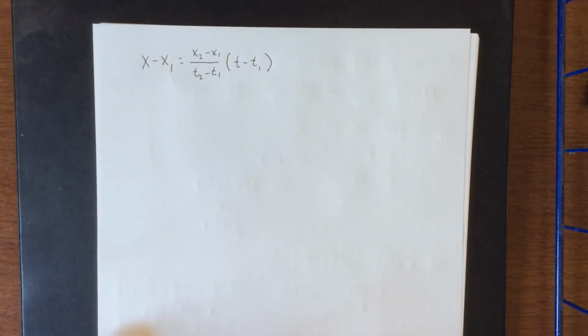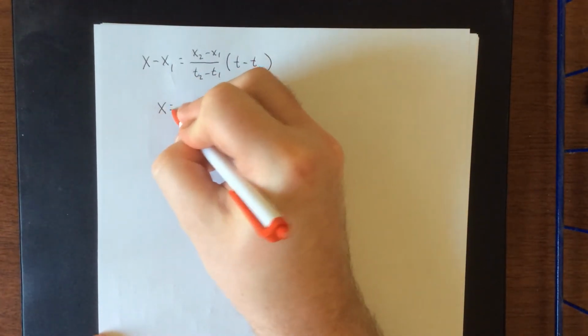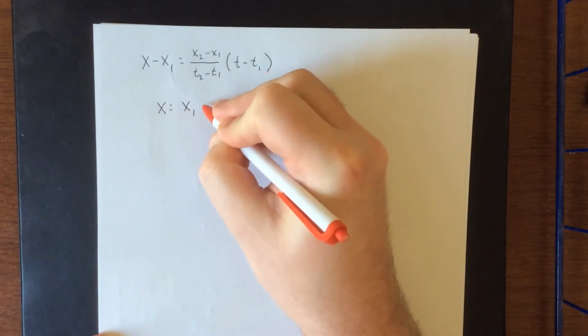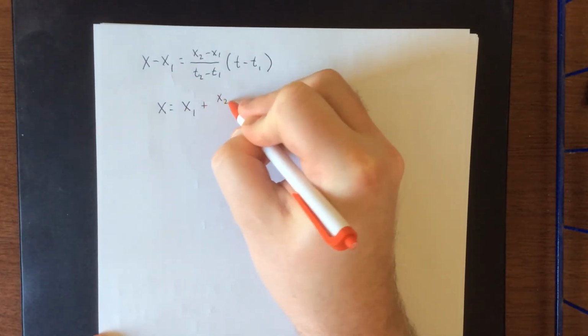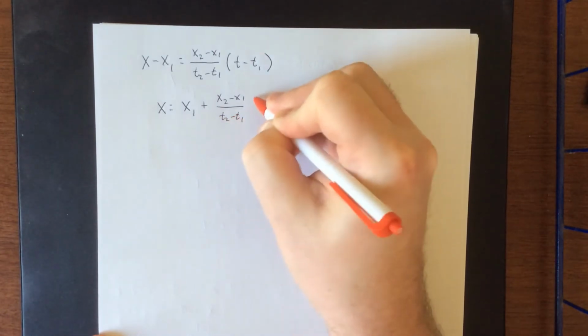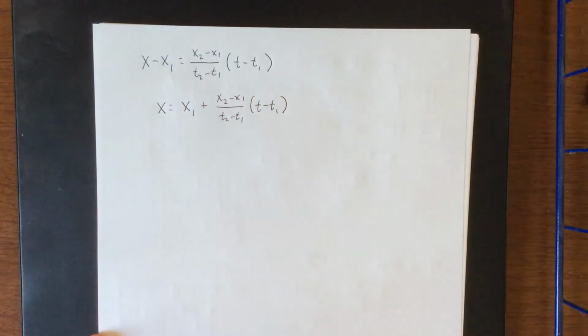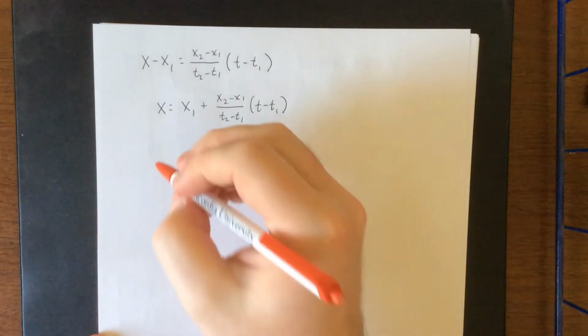Yeah, that looks great. So with that in mind, we can also say then that x is equal to x1 plus (x2 minus x1) over (t2 minus t1) times (t minus t1). That would be a good parameterization for x.